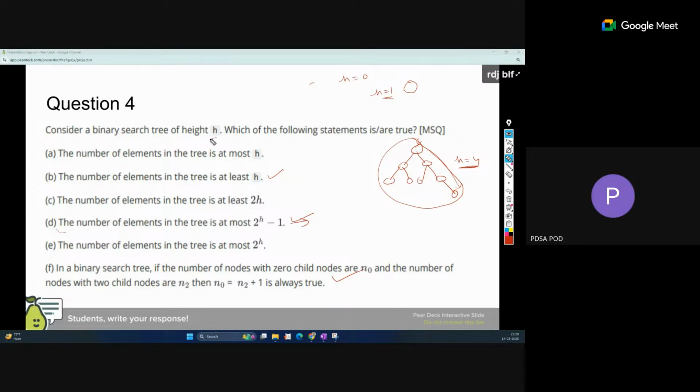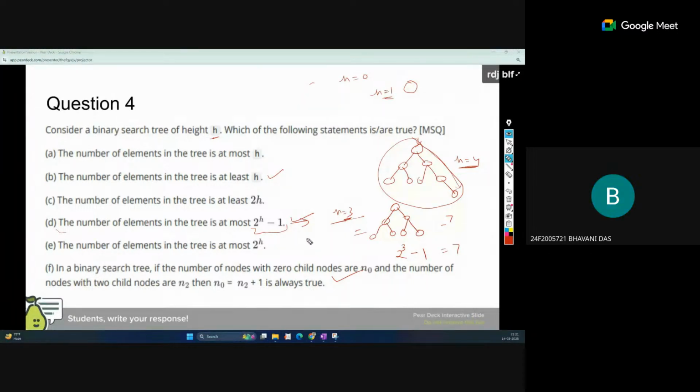But we are looking for height h with the maximum number of nodes. So suppose h equals 3. For 3, if we make a full tree, full means no node is missing for this height h equal to 3. So this is the condition. For this we are getting 7 nodes. So for 3 we are getting 7 nodes. So we can get that like this: 2 to the power 3 minus 1, so 8 minus 1, 7. So 2 to the power h minus 1. This way we are getting it.